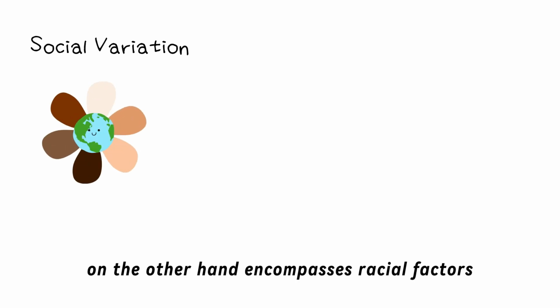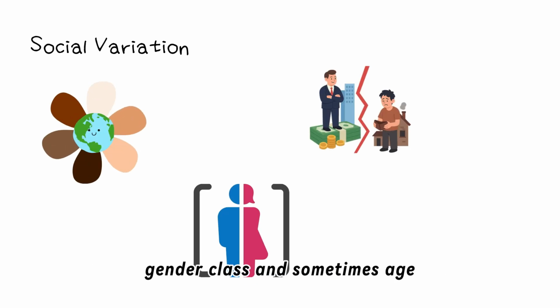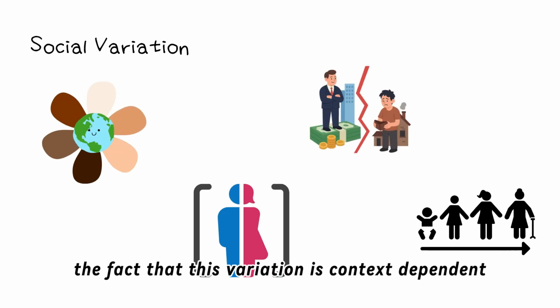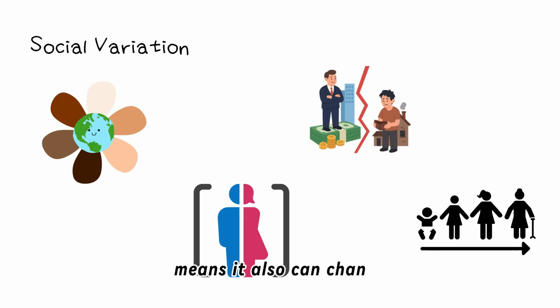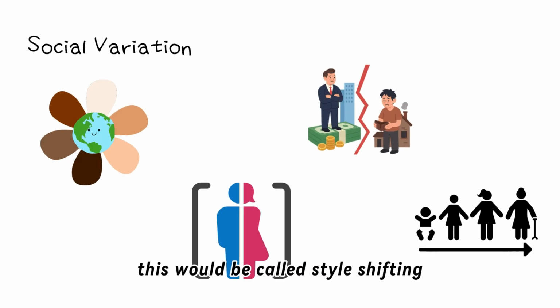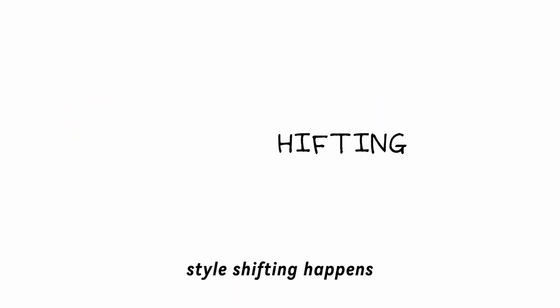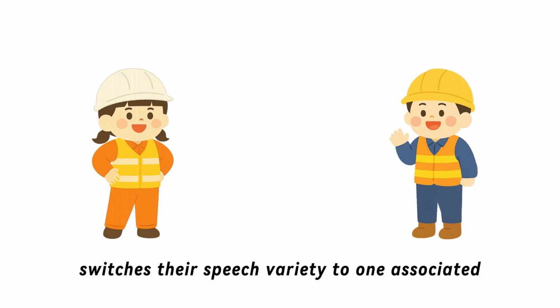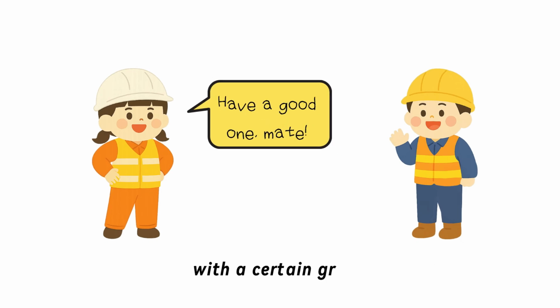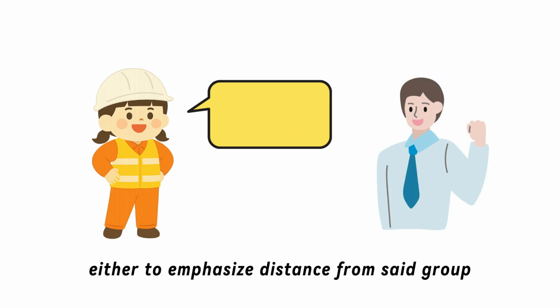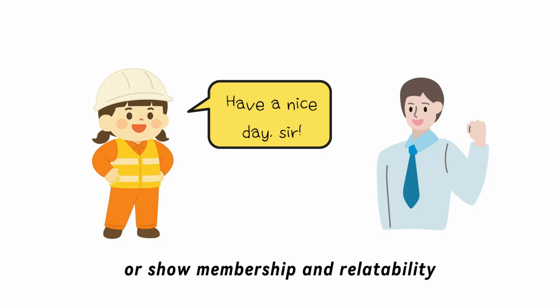Social variation, on the other hand, encompasses racial factors, gender, class, and sometimes age. The fact that this variation is context dependent means it also can change. This would be called style shifting. Style shifting happens when an individual switches their speech variety to one associated with a certain group, either to emphasize distance from said group or show membership and relatability.